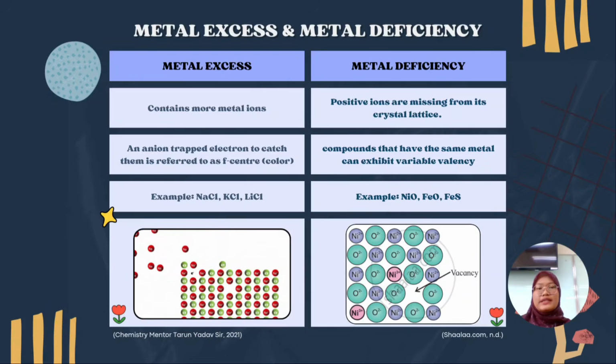For example, NaCl, KCl, and LiCl can develop color when they contain F centers. Normally, pure sodium chloride is colorless, but with this defect, it may appear yellow.